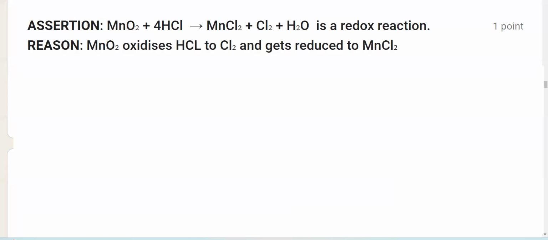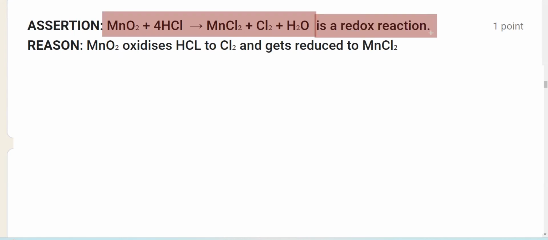We are doing one more question based on the same concept. This is an assertion and reason based question. The reaction is the same as we did. They're saying that it is a redox reaction. It has to be, we just discussed that. Here there is a loss and gain of oxygen and hydrogen. Therefore, this is a redox reaction. Let's figure out whether the reason is correct or not.